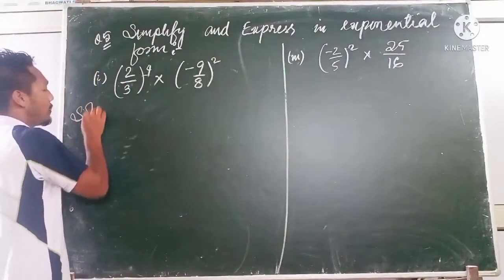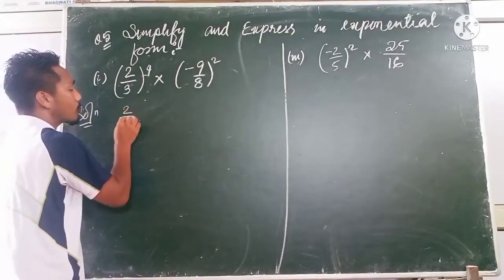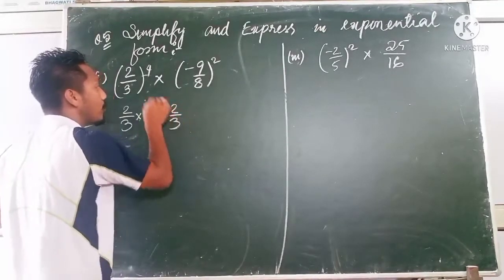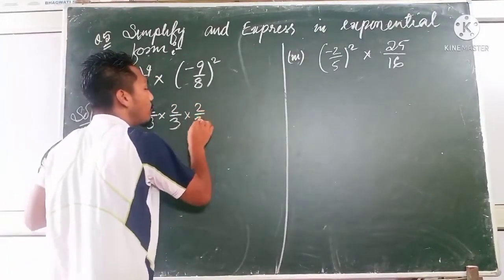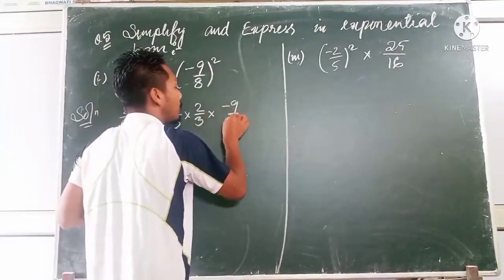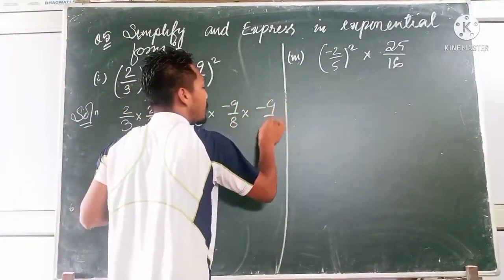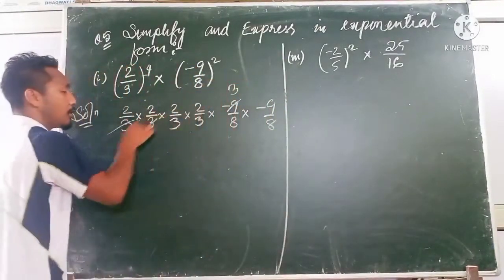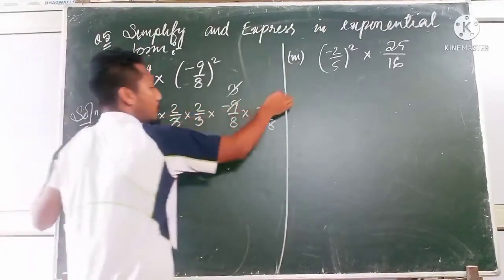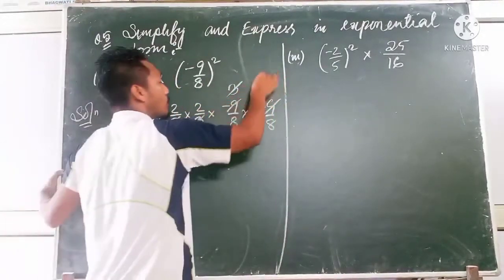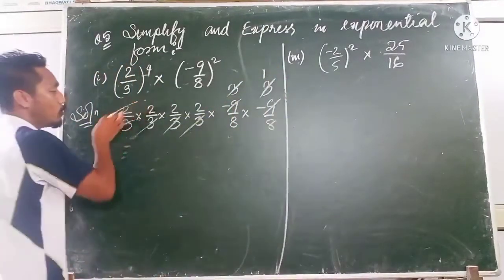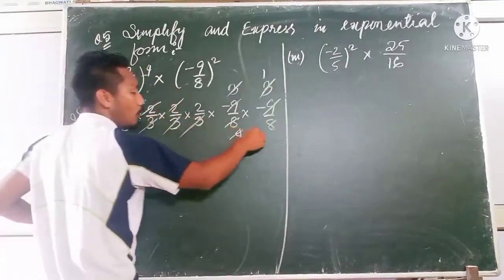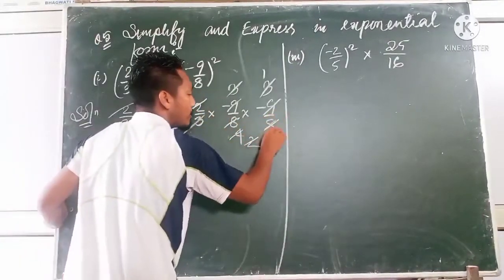So the solution is here. (2 by 3) to the power 4 means you have to multiply 2 by 3 four times because the power is 4. And (minus 9 by 8) you have to multiply two times, because the power is 2 out here. So 3 threes are 9, 3 ones are 3, 3 threes are 9, 3 ones are 3. Here again 2 fours are 8, 2 twos are 4, 2 ones are 2, 2 fours are 8. So what is the remaining?